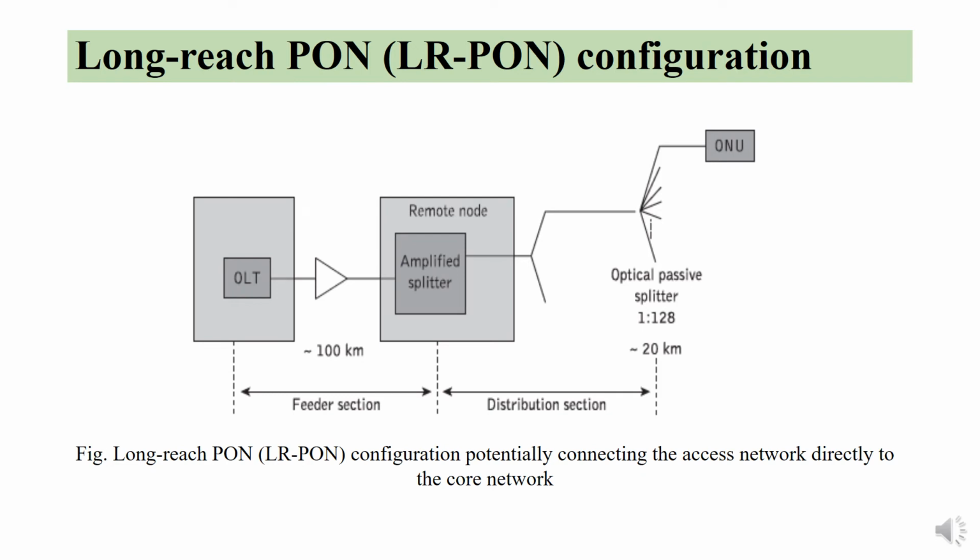So in the distribution section, the amplifier splitter can have a splitting ratio up to 1 cross 1024 and also up to 1 cross 2048 and so on. So this LR PON can potentially be reconfigured to enable end users to interconnect public telecommunication networks such as MAN or directly to long haul networks.